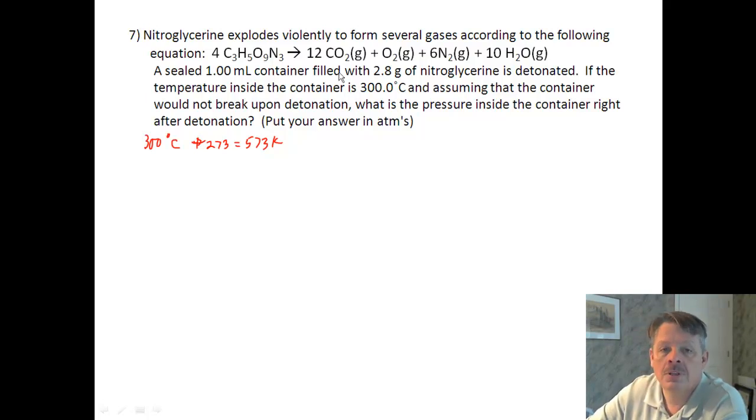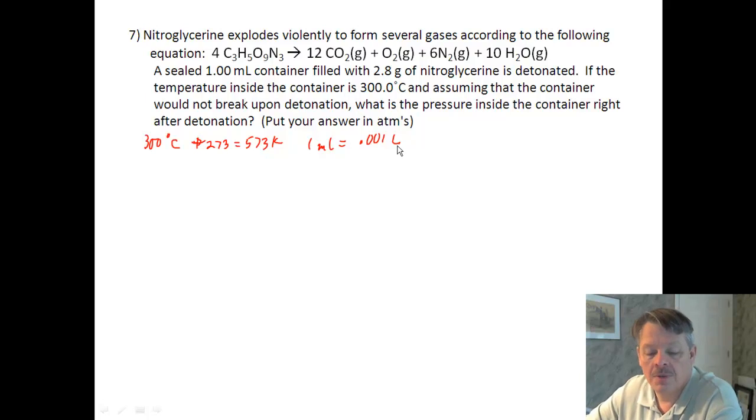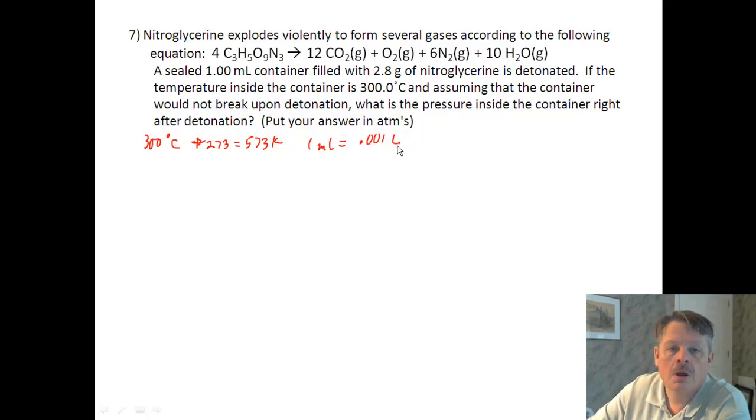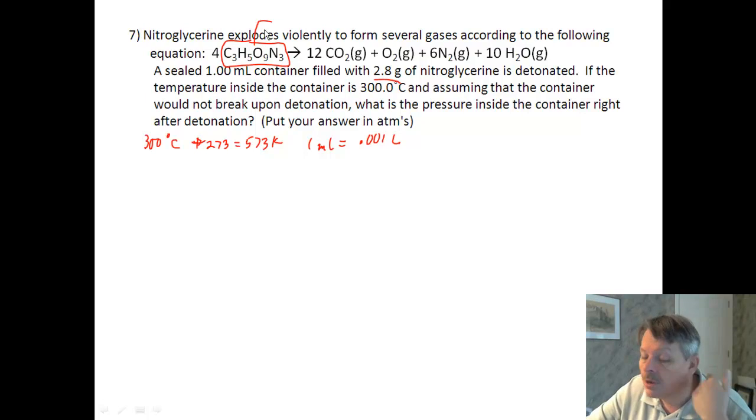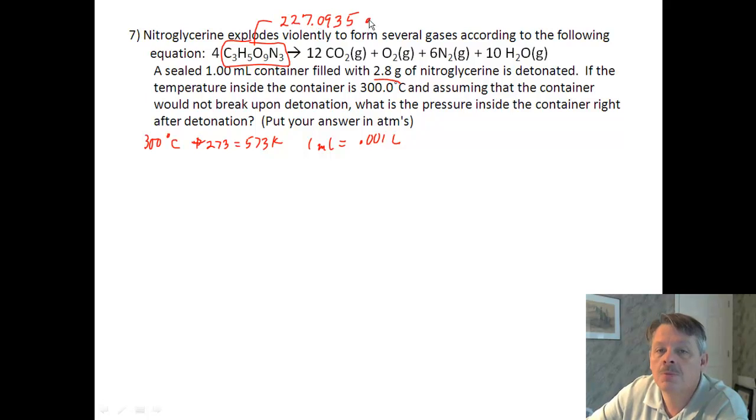We also look at this as being 1 milliliter, so 1 milliliter is equal to 0.001 liters. And since we have numbers in liters, that's helpful. Let's see, what else do we have to do? We have 2.8 grams of nitroglycerin. So we have to figure out how much nitroglycerin weighs, which is this thing over here. All right, so we have to add up 3 carbons, 5 hydrogens, 9 oxygens, 3 nitrogens. I'm not going to waste your time doing that. That's 227.0935 grams per mole. So you should be able to do that on your own.